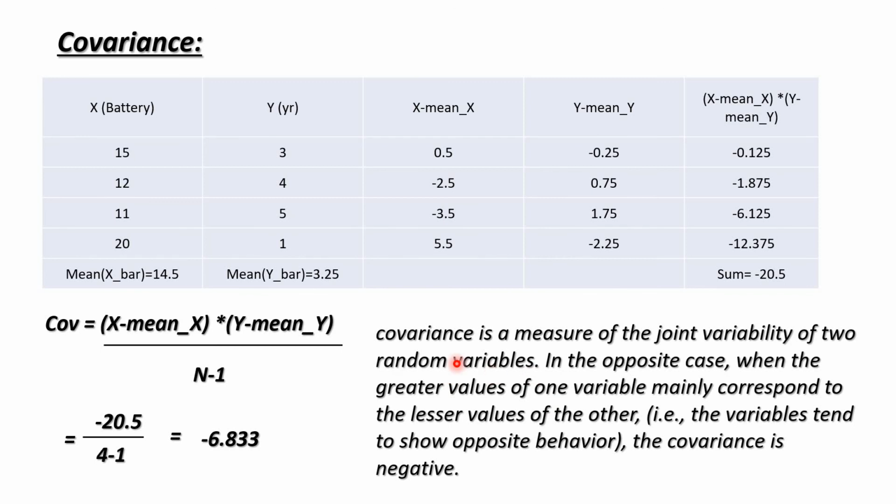Okay, we'll see the statement. Covariance is a measure of the joint variability of two random variables. In the opposite case, when the greater values of one variable mainly correspond to lesser values of the other, that means the variables tend to show opposite behavior, and the covariance is negative. If the covariance is negative, that means the variables show opposite behavior, that means they are inversely proportional. Hope this will make sense, guys.